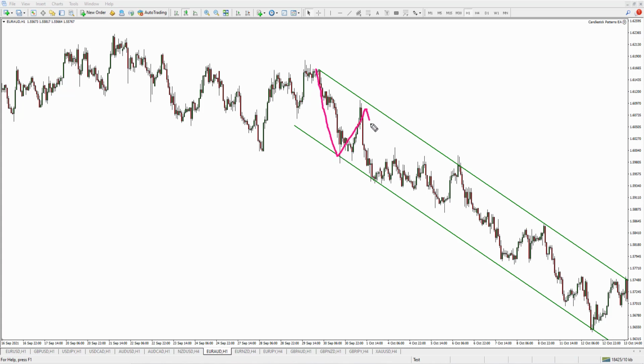Testing the resistance trend line, going down to support, again testing the resistance, going down to support, resistance, support, and it continues doing that for quite some time until the trend reverses or it goes into consolidation. So that's basically what the downtrend looks like.